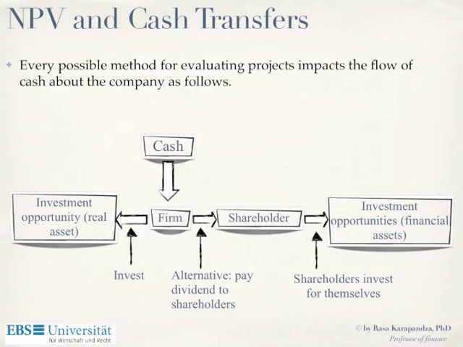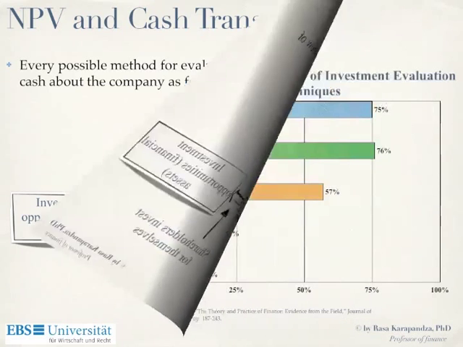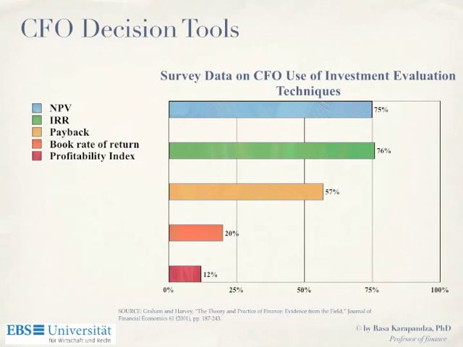Now, if you are in a position of chief financial officer who has to decide what to do with this money, you need some decision tool. You need some decision criteria that will tell you what to do. One of them is the net present value. And if you observe this survey, this is a survey of chief financial officers on which decision tools they use in their work. And 75% of them use net present value. 76% of them use internal rate of return. We will see what that is. Less use this payback time, 20% use book rate of return, and profitability index only 12%.